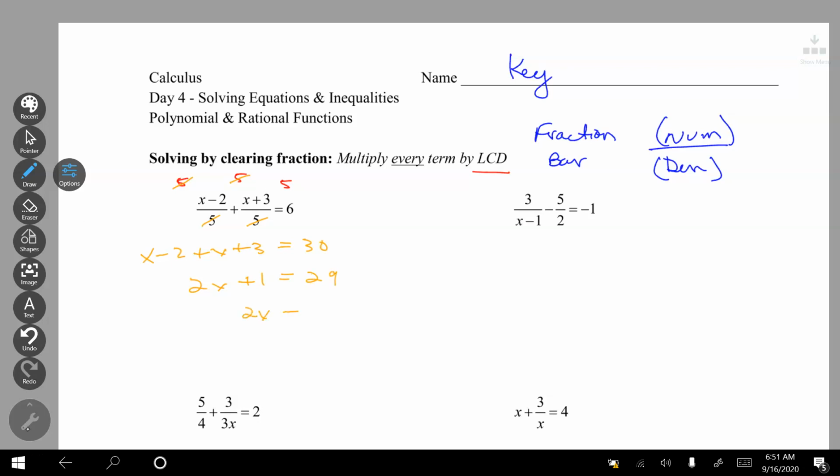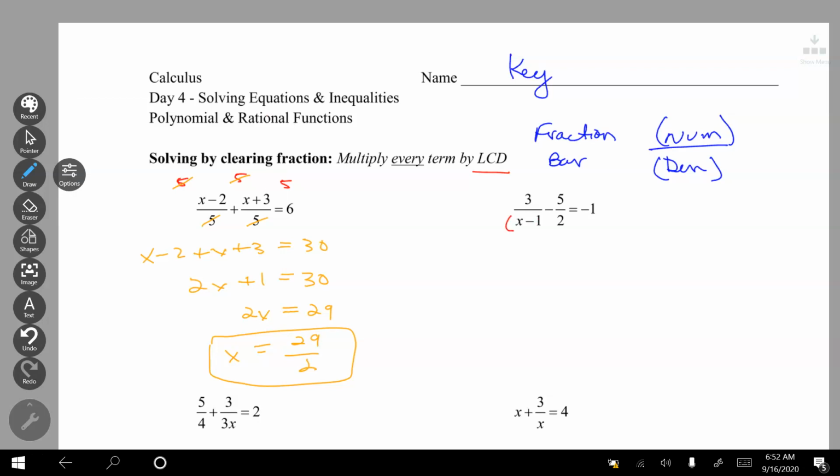2x plus 1 equals 30. 2x equals 29. x equals 29 over 2. Pretty easy problem. The next one, a little bit more difficult.